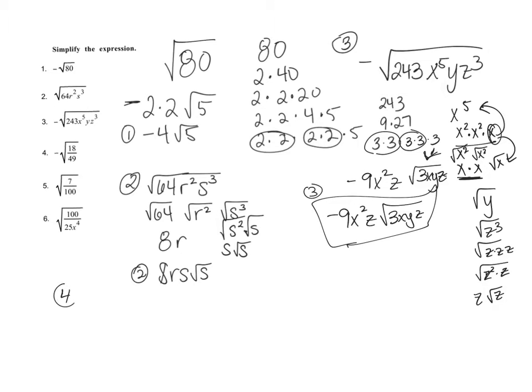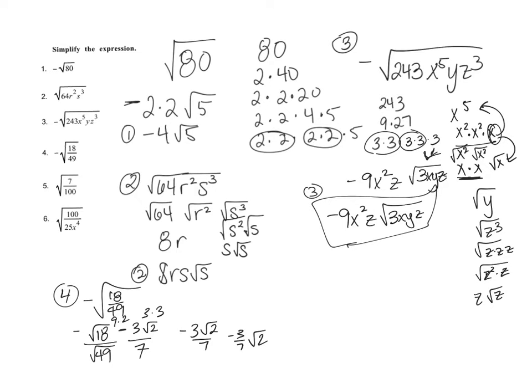Number 4, I have the negative square root of 18 over 49. When I have the square root of a fraction, I can take the square root of the top, and I can take the square root of the bottom. The square root of 49 is 7. And then 18 is 9 times 2. 9 is 3 times 3. So that's 3 square root of 2. So I end up with negative 3 square root 2 over 7. That could also be written as 3/7 square root 2. Either one. Most of the time it'll be written with a big fraction.